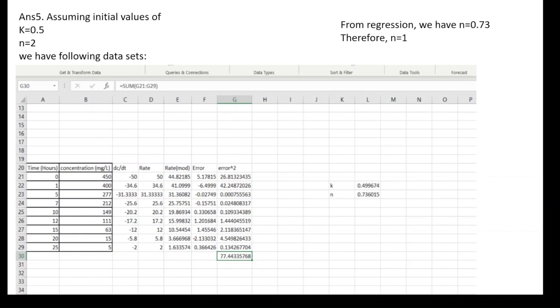First we need to assume an initial value. Let's say k is 0.5 and n is equal to 2. We have time and concentration.